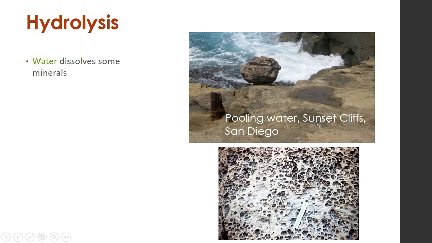So that water in the rock, or that water on the surface, dissolves some of the minerals in the rock, and the crystalline structure of that rock breaks down. And small pieces are then removed and washed away. So if you go to Sunset Cliffs in San Diego, you can see lots of examples of hydrolysis.